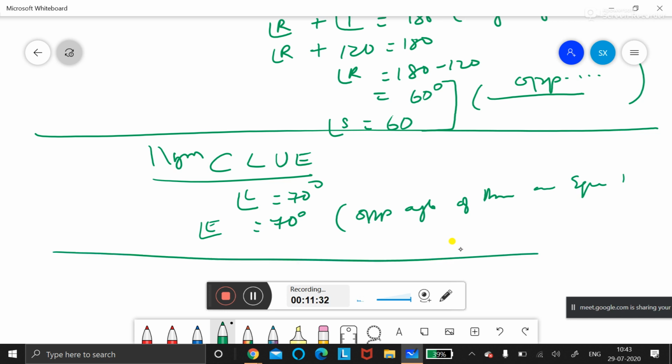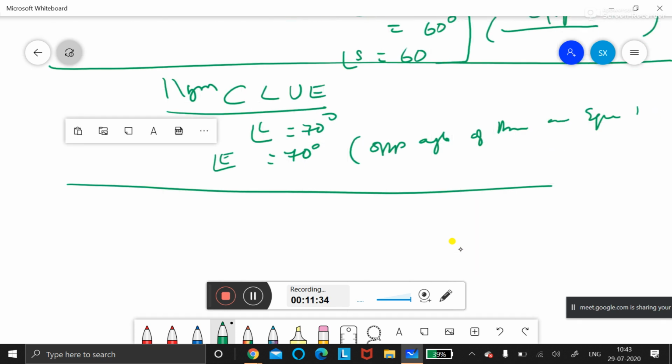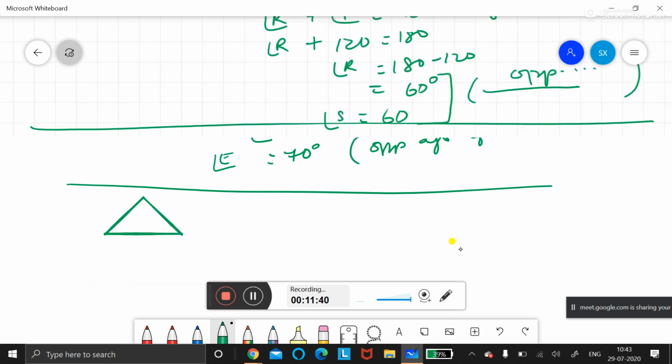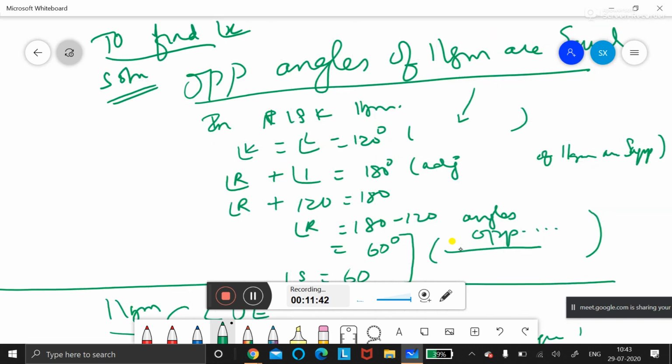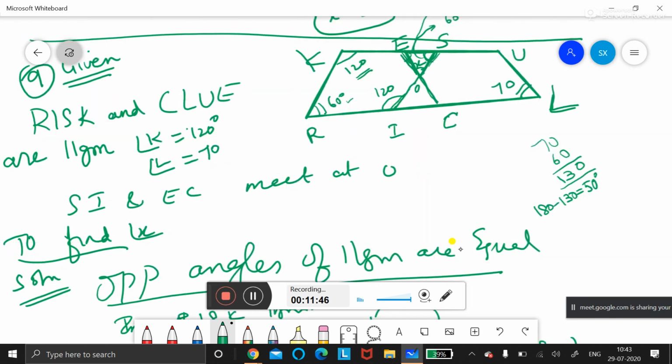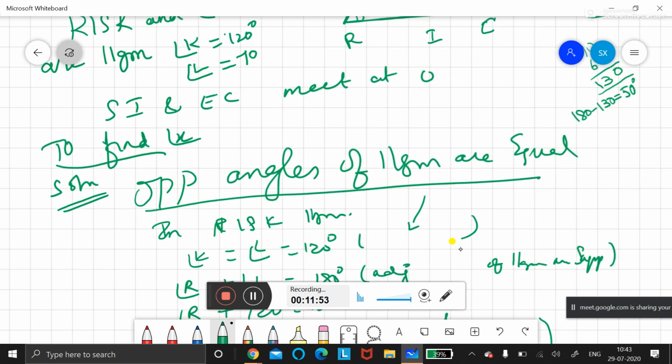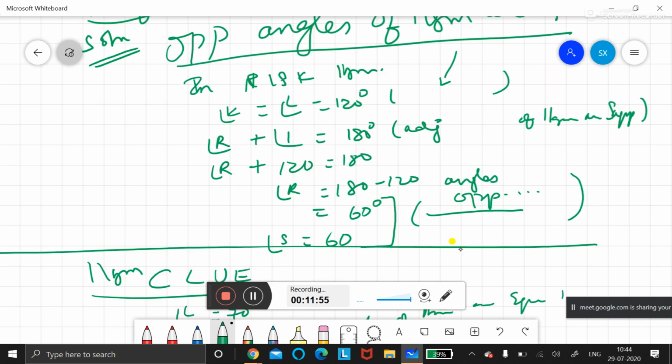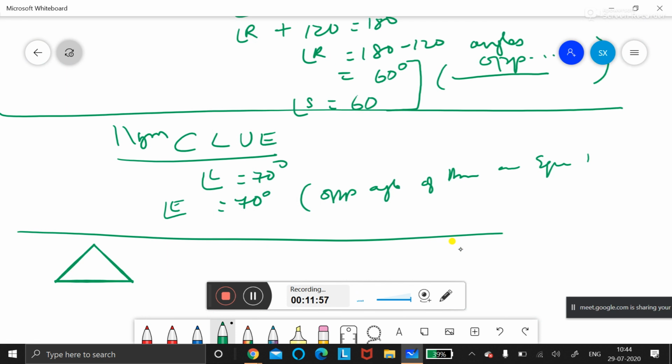Now go to the triangle. Which triangle are we taking? Go to the diagram. What is the name of this triangle? Triangle ESO. Just write triangle ESO.